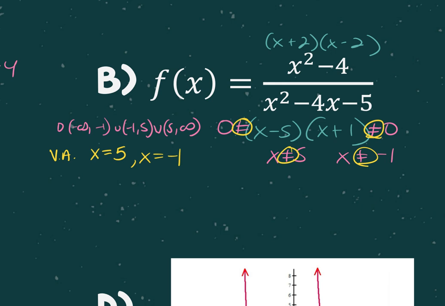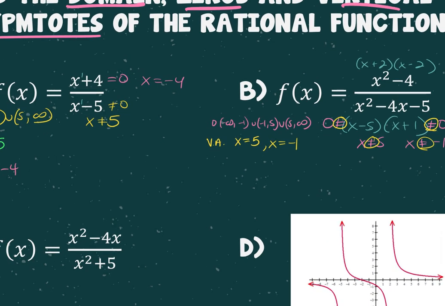How do you know which one to find the zeros for? Zeros are numerator. Vertical asymptotes are denominator.